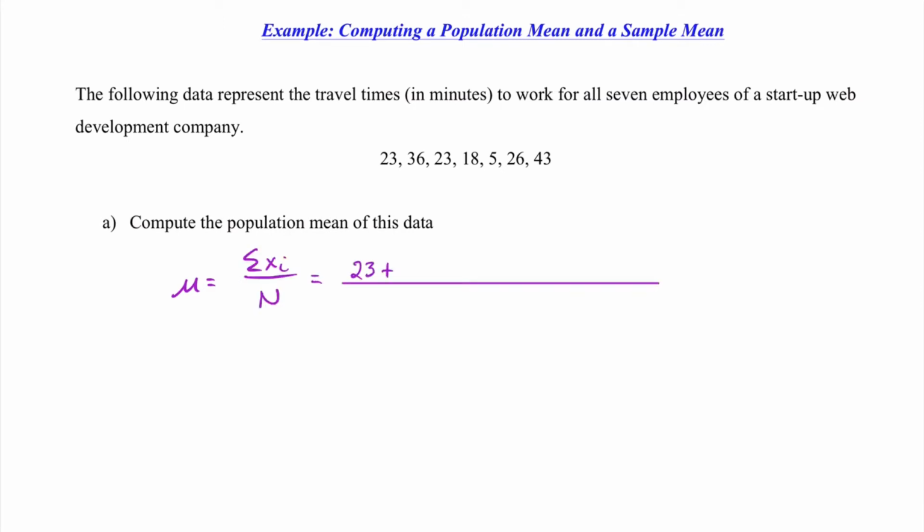This means we need to add the values of our 7 employees, their commute times that is, so 23 plus 36 plus etc., dividing that by the population size, which would be 7. If we use a calculator, we end up with mu equal to 24.9. Let's move on to part B then.